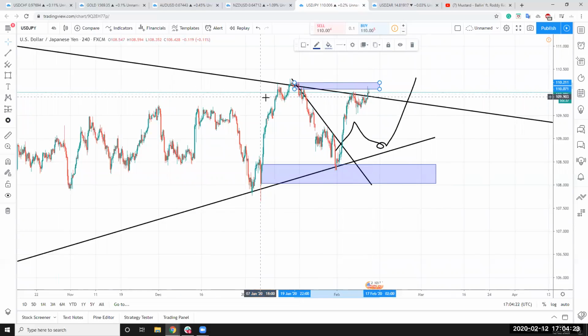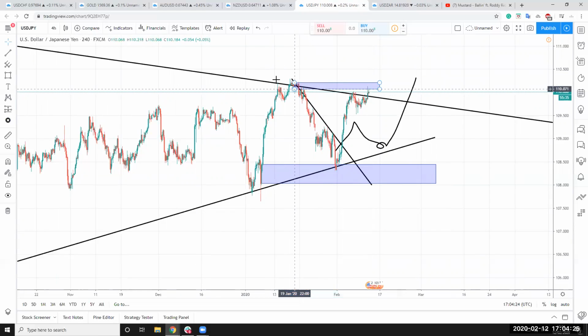Because as you can see, this area here took out this area, so this was all liquidity. Price took it out, came down. If price took out the liquidity, came down to take out this liquidity as well, it would tell me price is looking to go lower. But as we can see, price took out liquidity, price broke the highs, retested. Where did it retest? The order block.